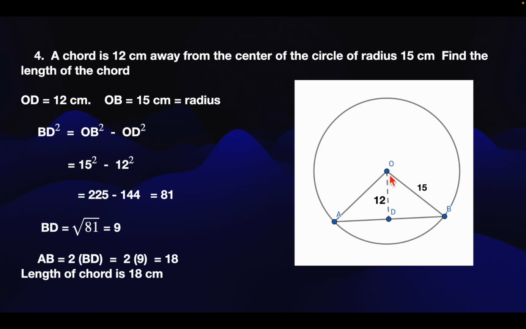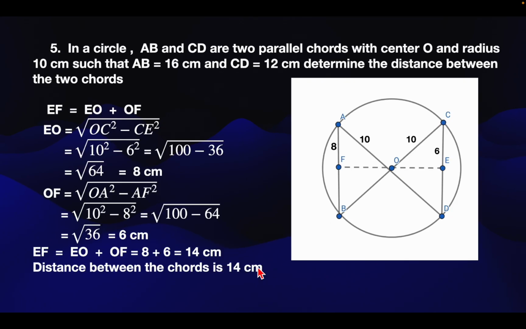Again, take this triangle and apply Pythagoras theorem. So dB is equal to square root of 15 square minus 12 square. That is 81. So this distance we get as 9. Square root 81 is 9. This whole chord is 2 times 9. So 2 9s are 18. So the length of the chord is 18 centimeter.